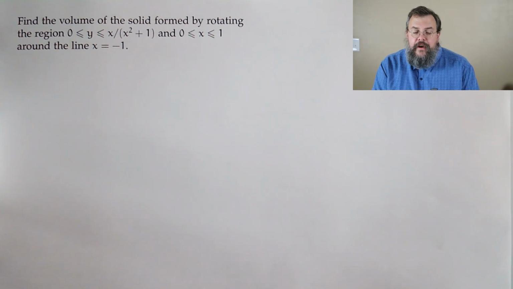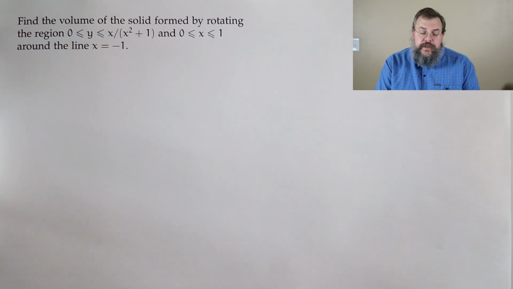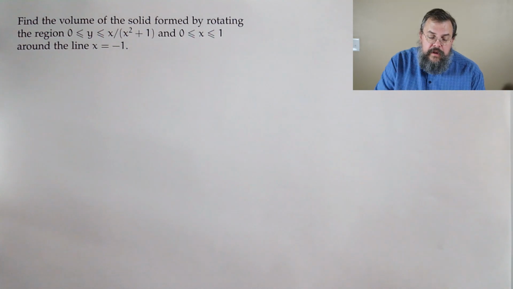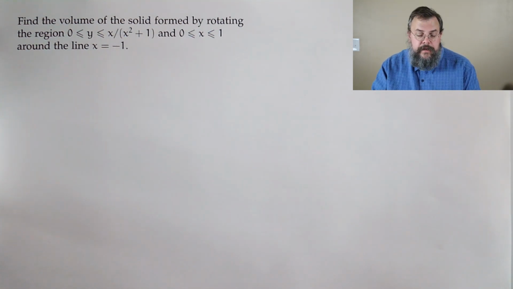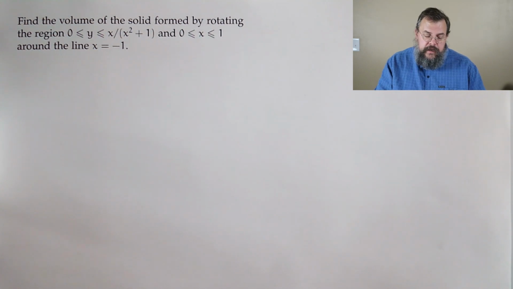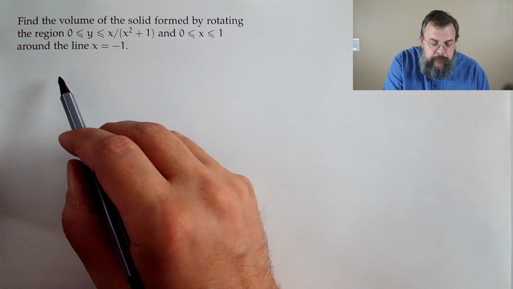Find the volume of the solid formed by rotating the region where y is between 0 and x over x squared plus 1, and x goes from 0 to 1, around the line x equals -1. Okay, let's think about that.